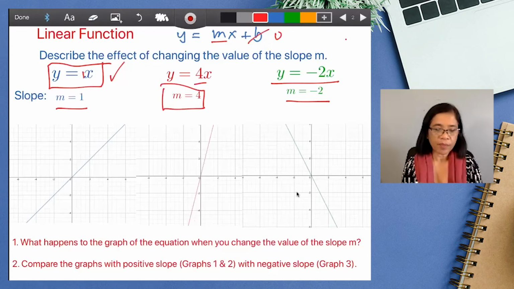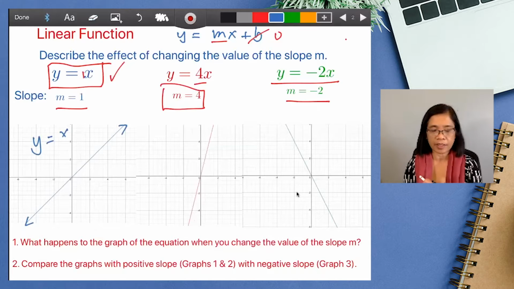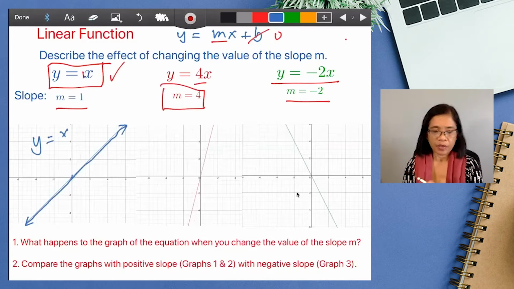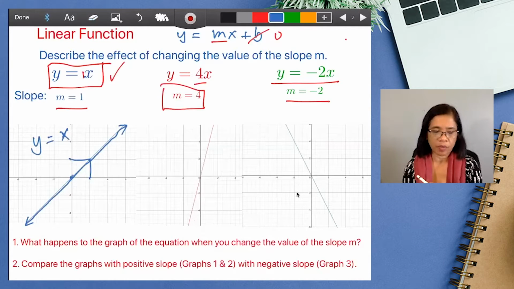So if we have the parent function y is equal to x, we have this blue line here. It passes through the origin. And when x is 0, y is 0. When x is 2, y is also equal to 2. So that explains the equation that describes y is equal to x. When x is 4, y is 4. That's the point here.